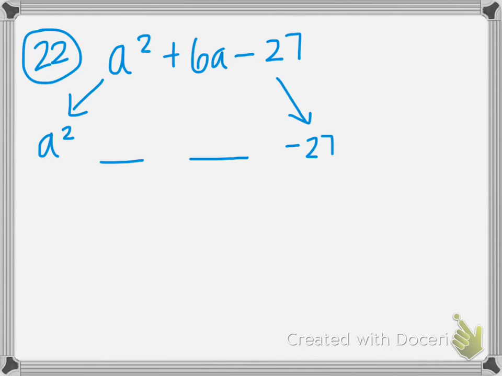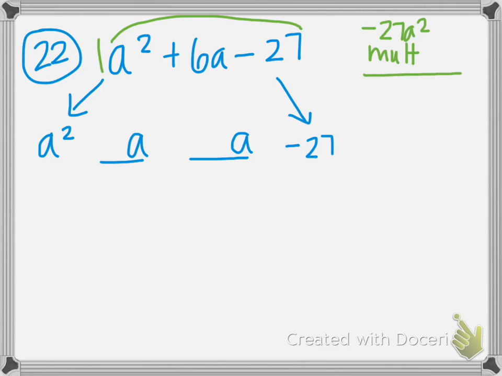Both of them will be like terms with the middle term, so both of them will have an a in them. But to figure out what the coefficients of those two a's are, you're going to multiply the beginning term times the end term, and in this case we have a 1a squared times a negative 27. So when we multiply those together, we get negative 27a squared. So we're trying to find two values that multiply together to give us negative 27a squared. And they have to add together to give us 6a.